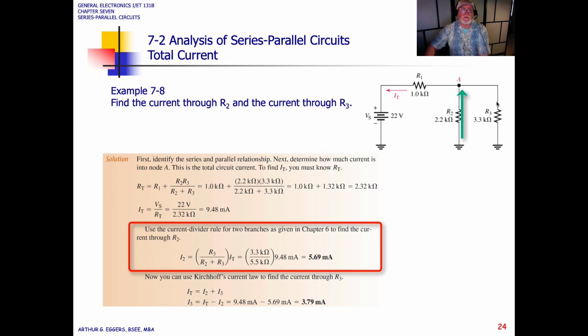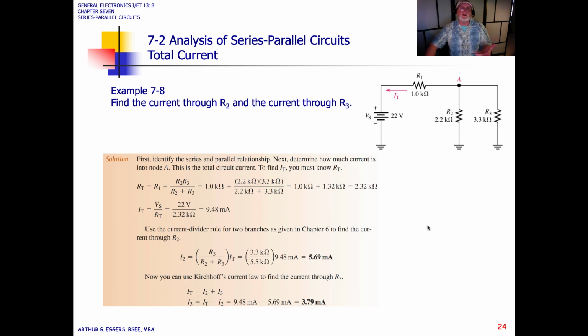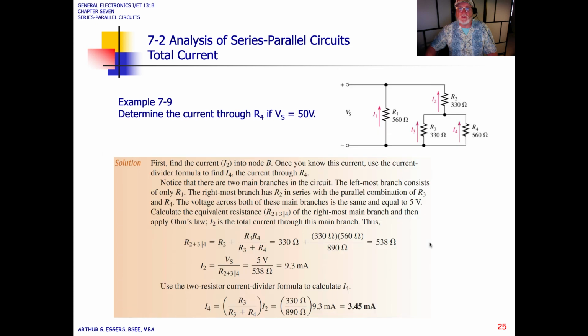I can do the same thing on the other side here, or I can just use Kirchhoff's current law. The easiest way to do it is Kirchhoff's current law. The total current is I2 plus I3. So if I solve for I3, I get I total minus I2, which is 9.48 minus 5.69 milliamps, and I get 3.79 milliamps of current through that resistor. So you can see you don't have to use the current divider rule. You can switch to one of the easier ones if Kirchhoff's current law makes it easier to solve for the relationship.